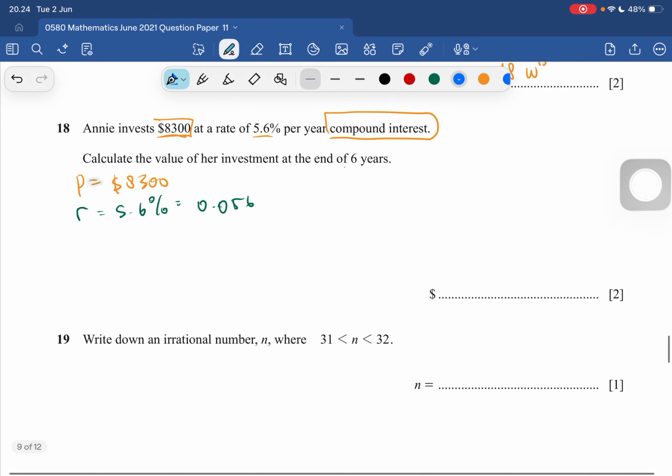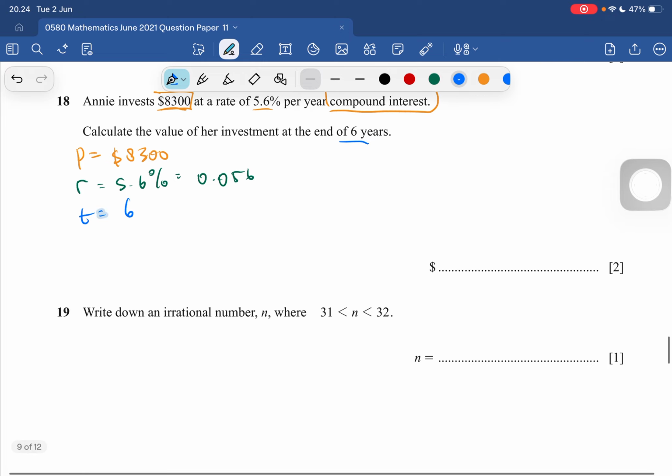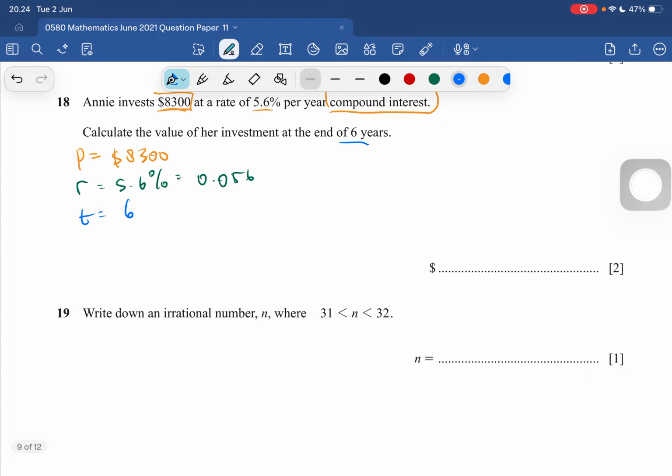Next information is 6 years. So the number of years, or t, is equal to 6. The compounding frequency is only 1, because it is annually. So we can go on. So here A equals P times (1 plus R) to the power of T.